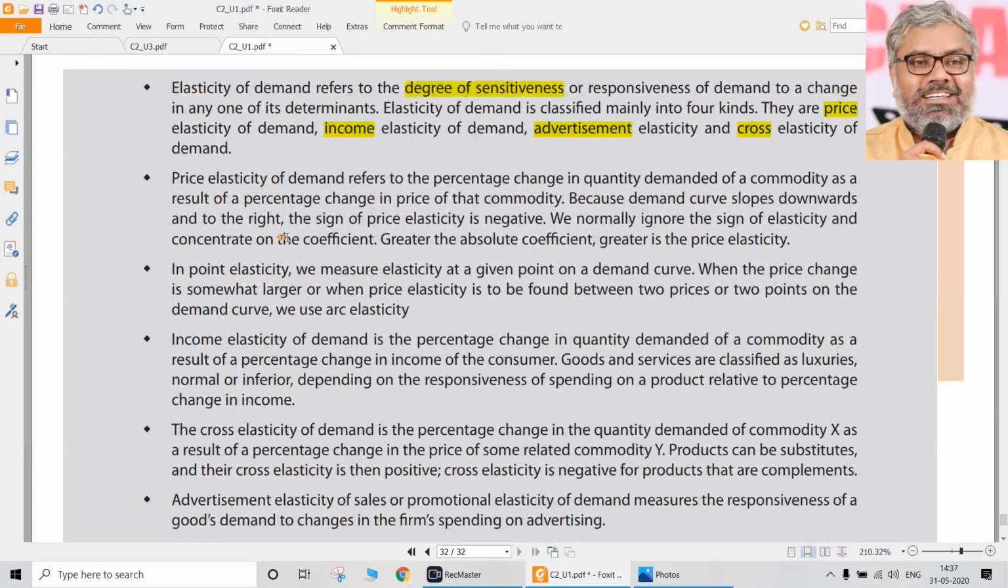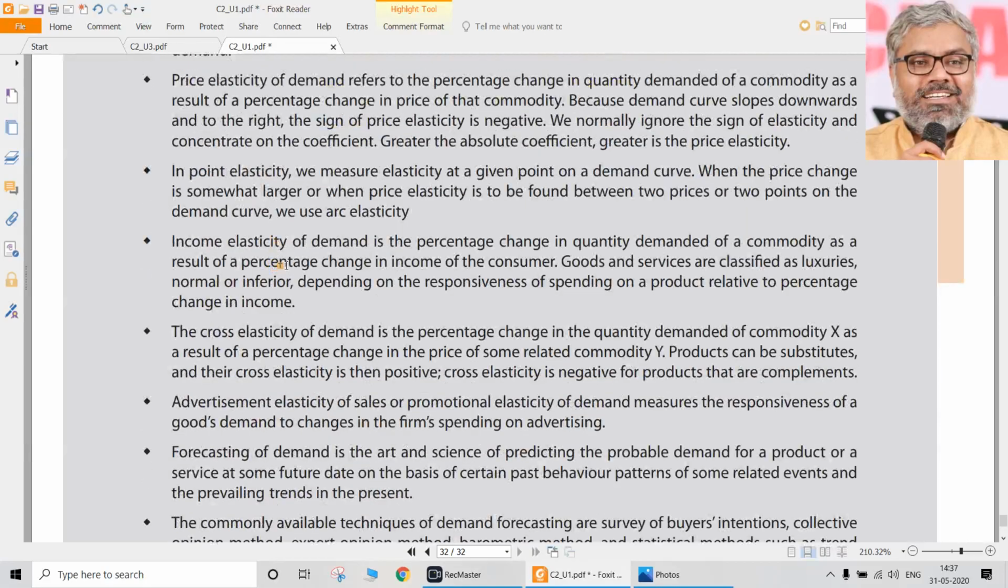That is the basic concept of elasticity of demand, in which we majorly focus on price elasticity of demand. And what is price elasticity of demand? We have discussed it extensively. That is nothing but the percentage change in the quantity demanded of a commodity as a result of a percentage change in the price of that commodity.